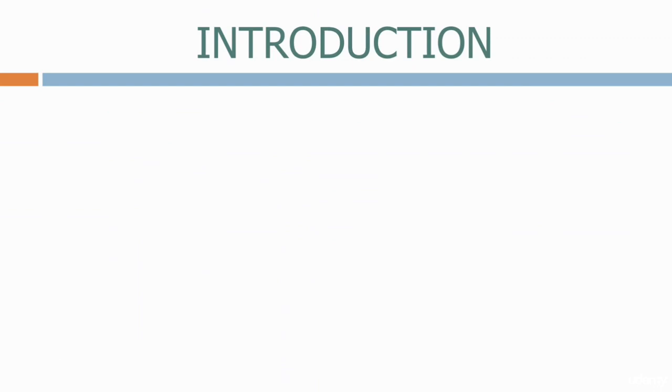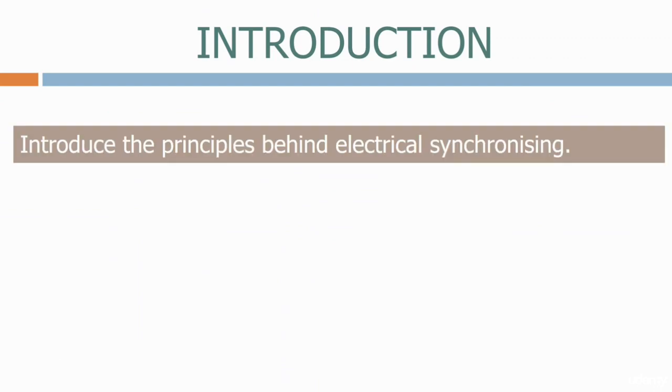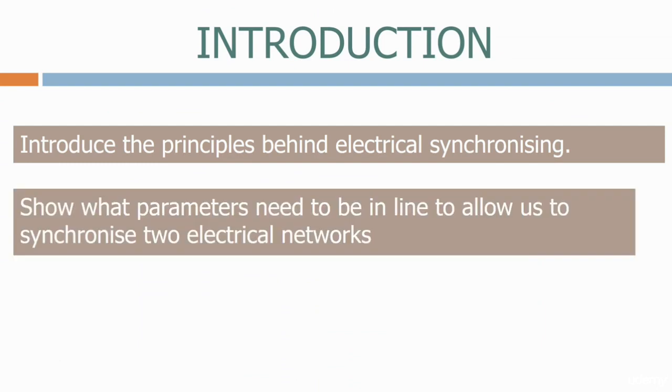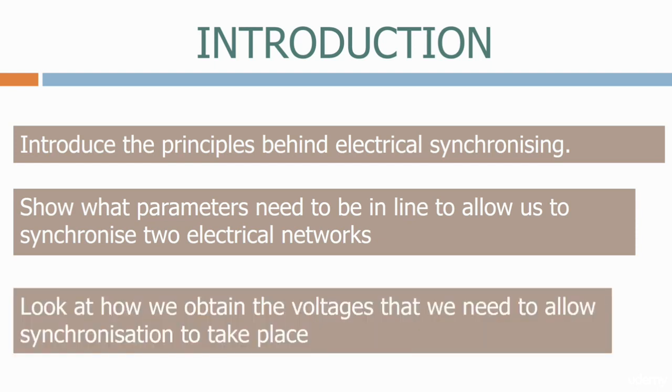The aims of the course today are: introduce the principles behind electrical synchronizing, show what parameters need to be in line to allow us to synchronize two electrical networks, and look at how we obtain the voltages that we need to allow synchronization to take place.